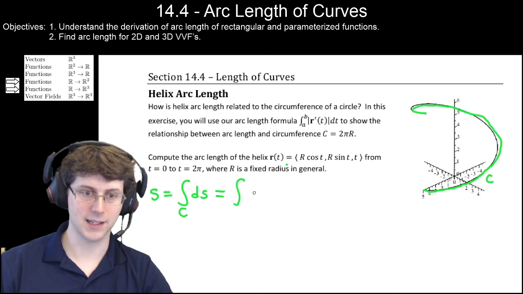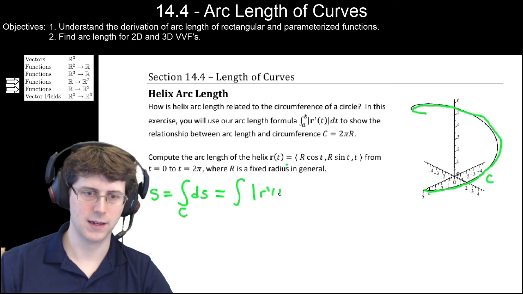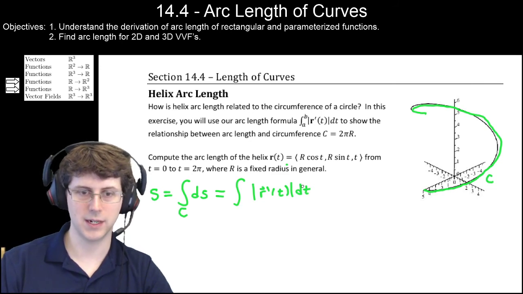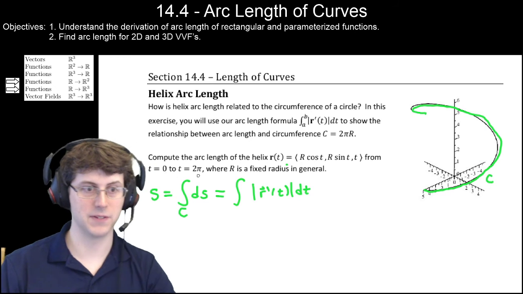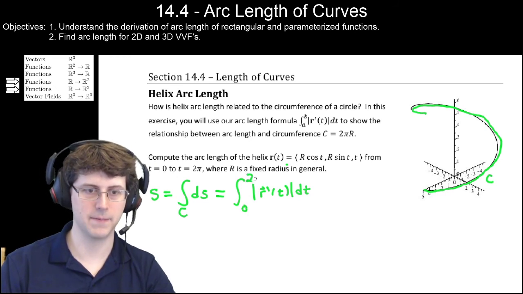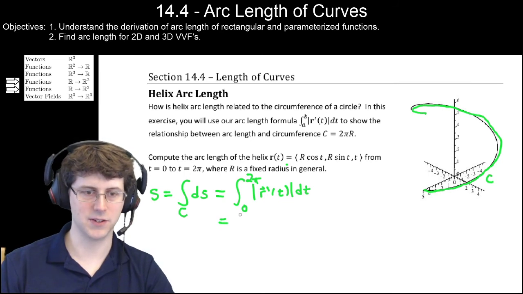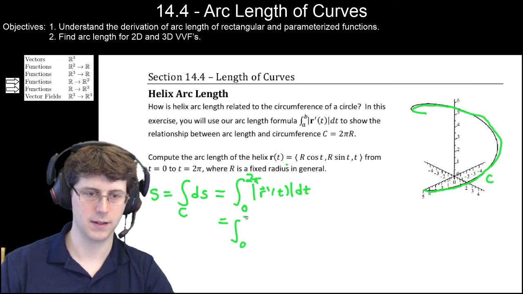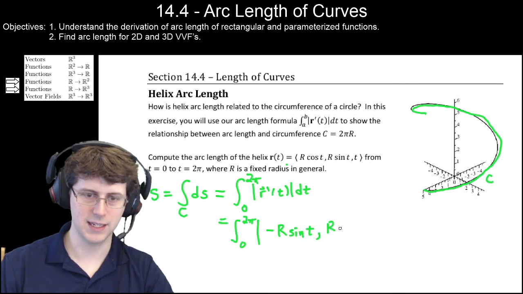Anyway, the way we actually calculate it is we find the speed and multiply by a little bit of time. Once we're in a time integral, then we can use the bounds for time. Here the bounds are from 0 to 2 pi. So let's do it. The speed: let's first take the derivative of r. I can take the derivative of each component, so I'll get minus r sine t, r cosine t, 1.